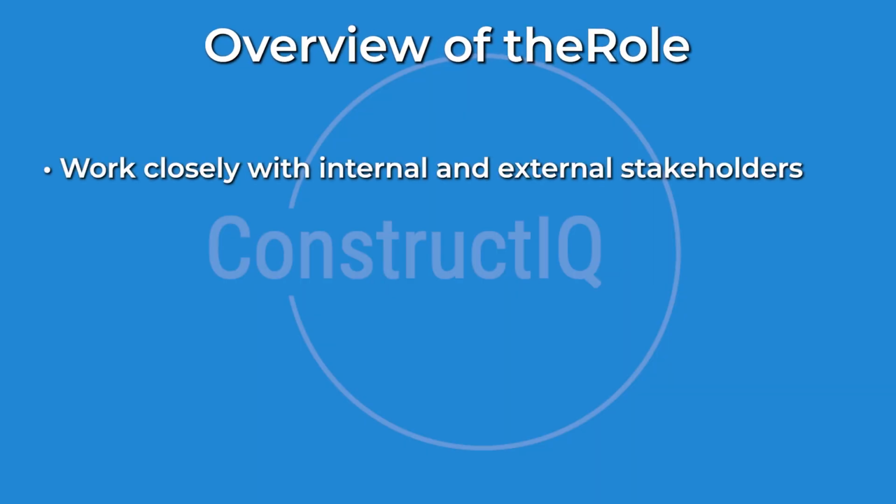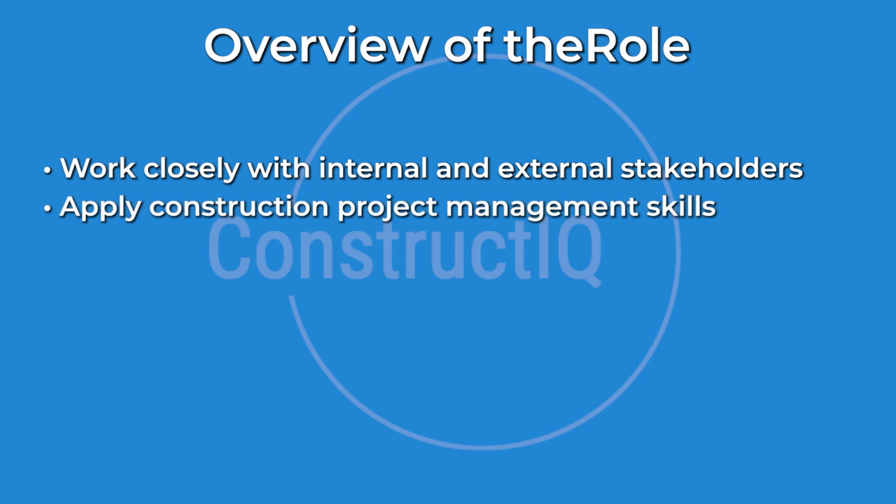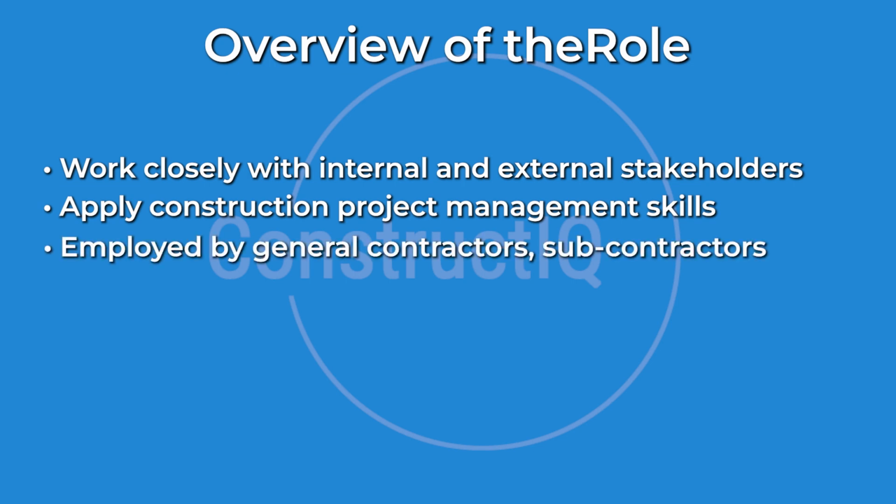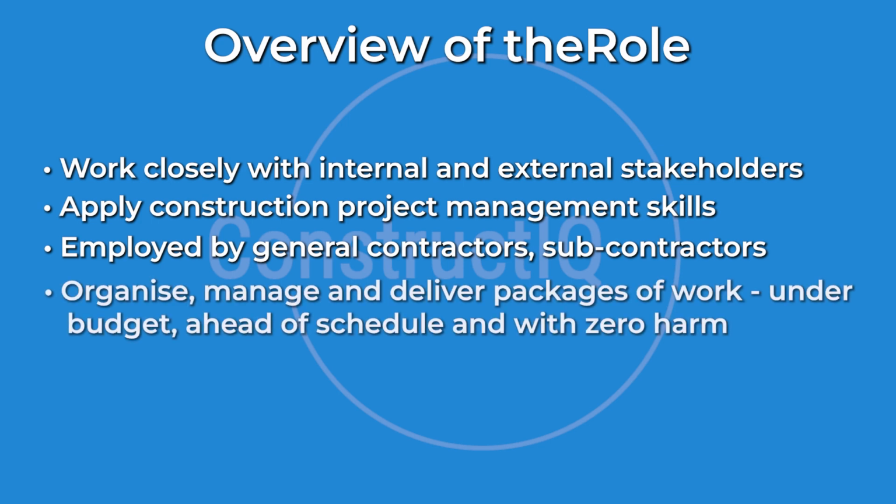The role of a construction project engineer is to coordinate, manage, and deliver construction works. They do this by working with internal and external stakeholders and applying construction project management skills to deliver a project. Project engineers are employed by both general contractors and subcontractors, and their goal is to get the job done under budget, ahead of schedule, and with zero harm.